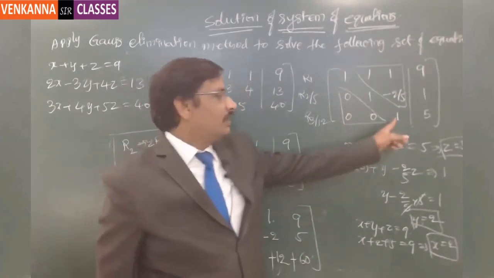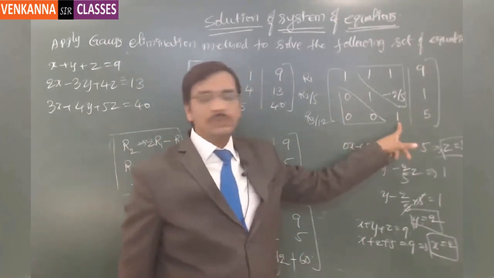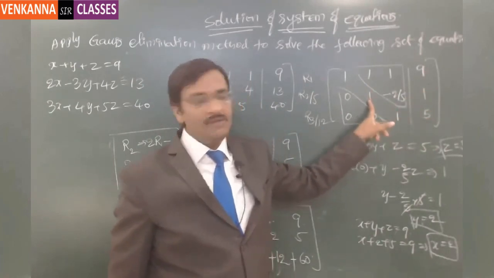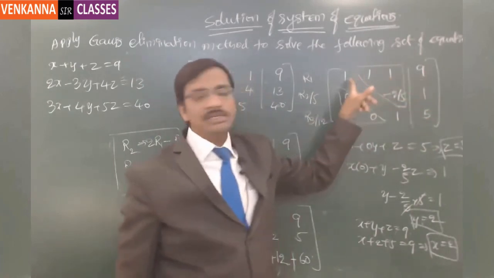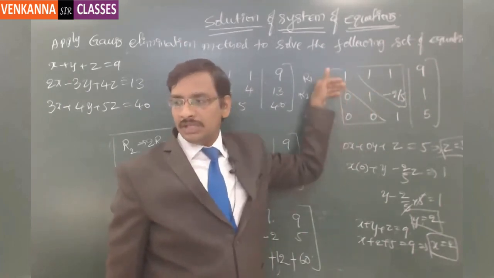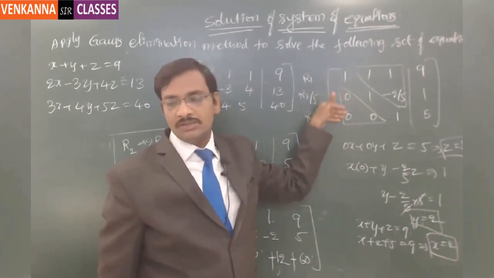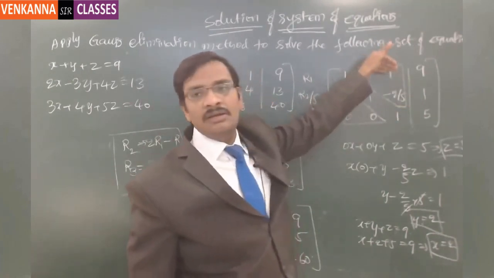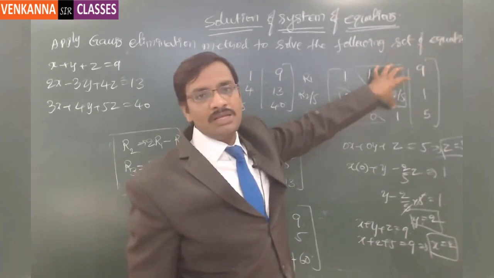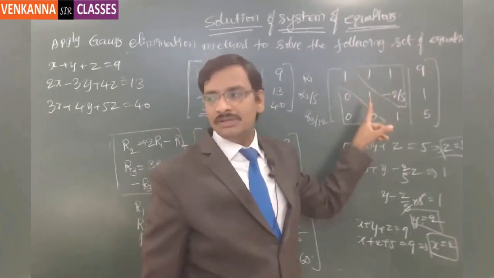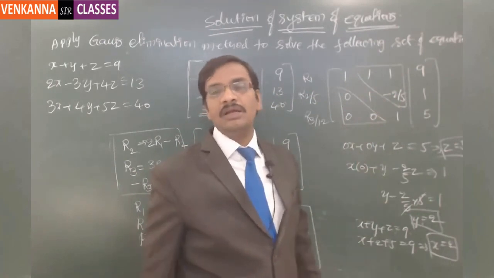Then you can straight away, this value divided by this value will give the z value, and this value divided by this value will give the y value, and this value divided by this value will give the x value. So directly in one shot, in two steps actually you are making this lower triangle matrix. Again in two steps you are making this a diagonal matrix by making the upper triangle 0, and then you will be left with only the diagonal elements and you can straight away calculate the unknown values.